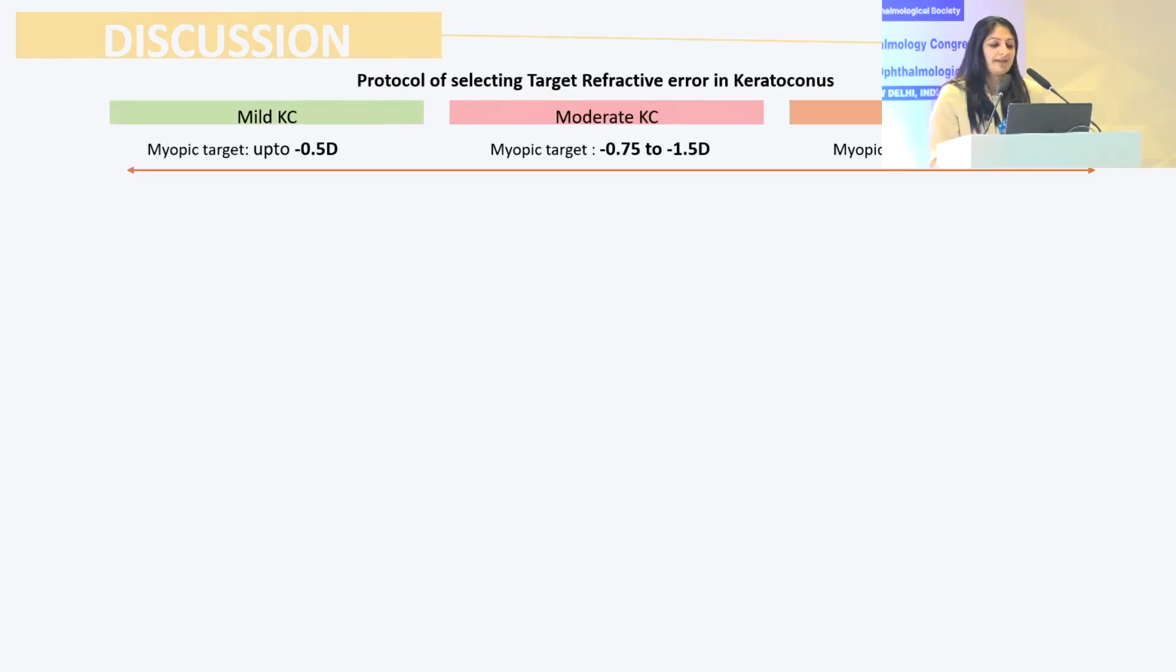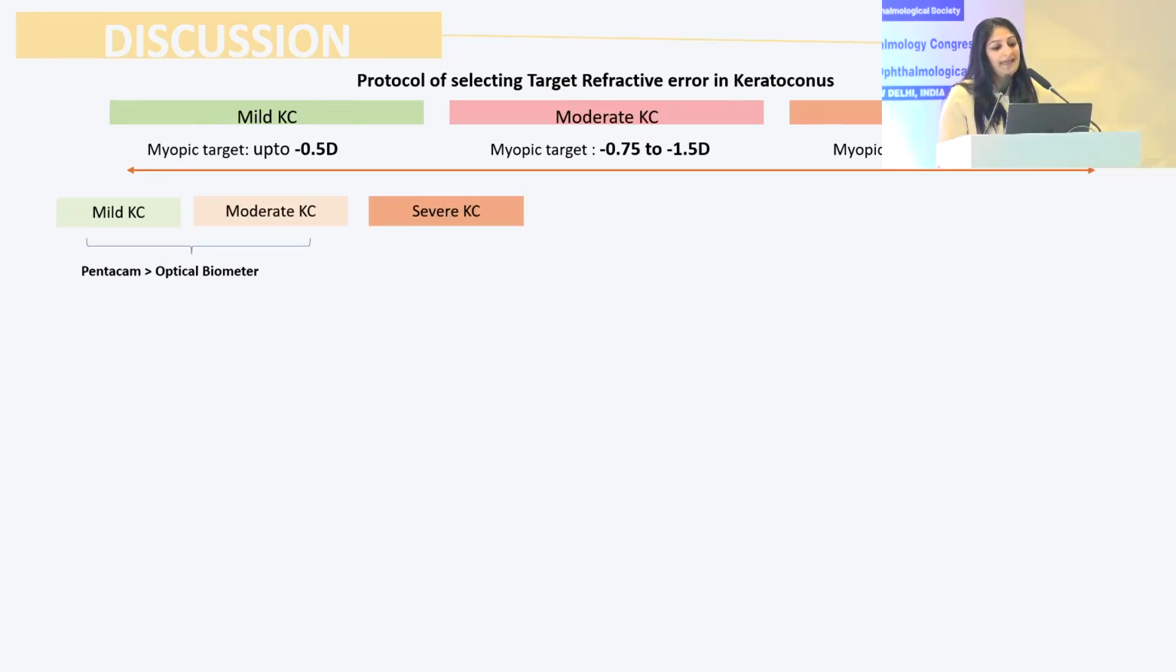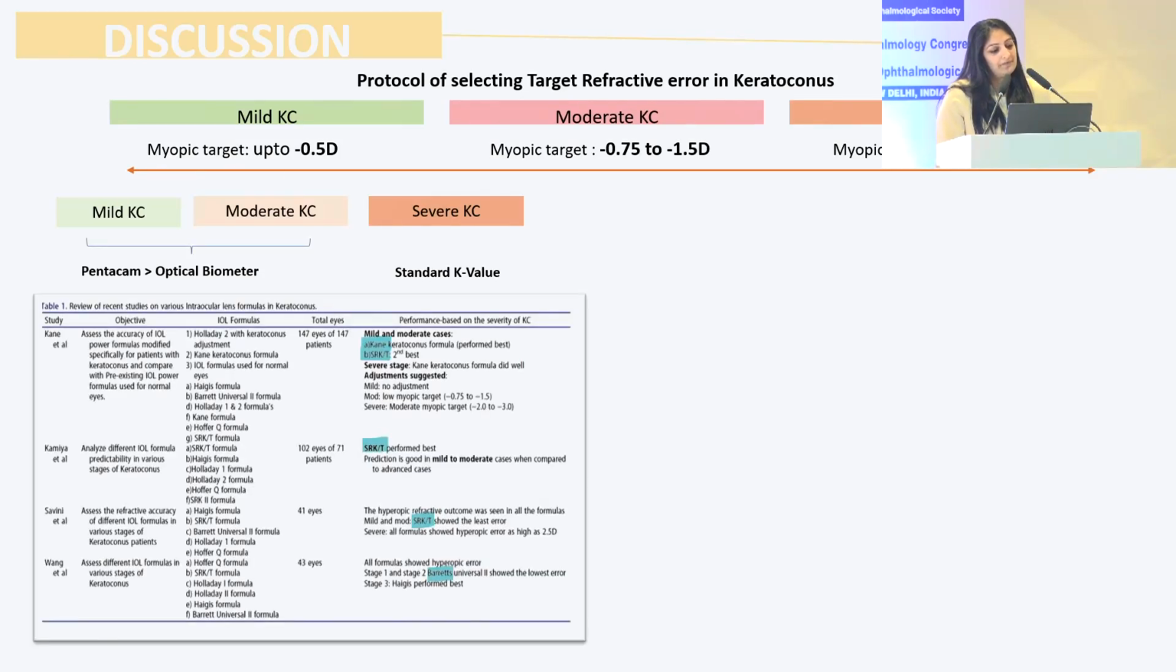Previous studies have shown that if you have severe keratoconus, it is better to use a higher myopic refractive target. In mild and moderate cases, Pentacam does better than optical biometers. And in severe cases, we can use standard K values. Some of the formulas which I have described to give accurate results are the SRK/T and the Barrett formula. But again, in severe keratoconus, none of them are very accurate.